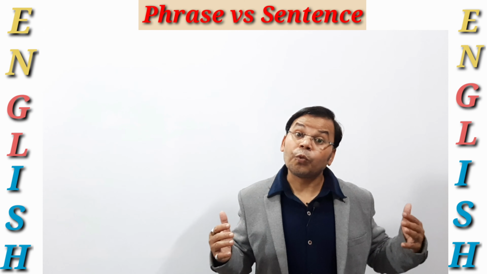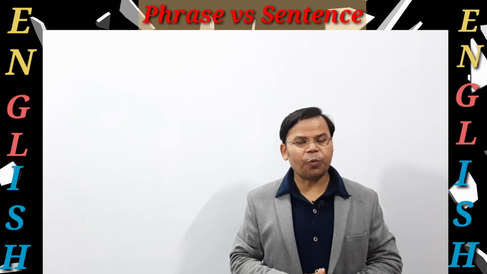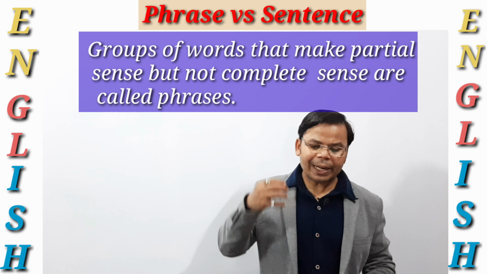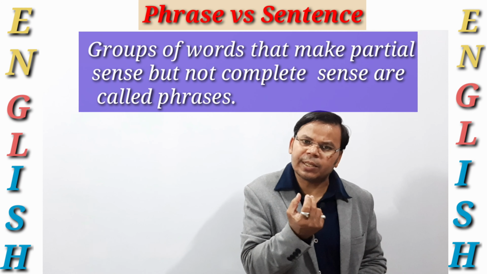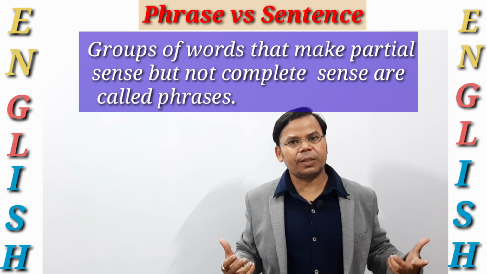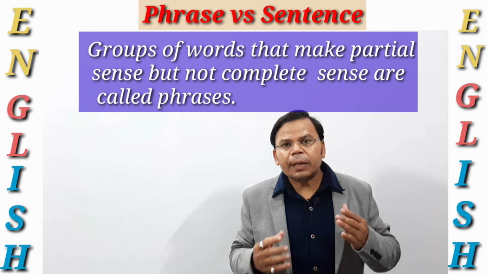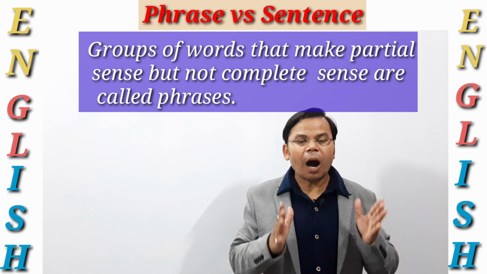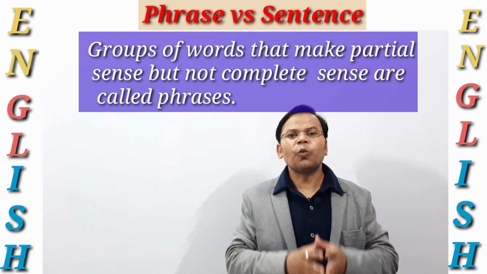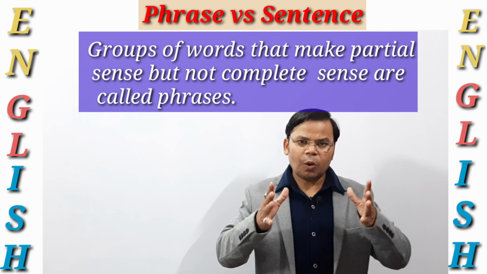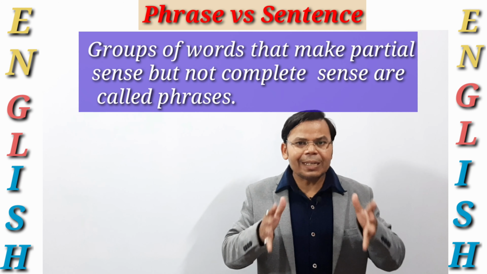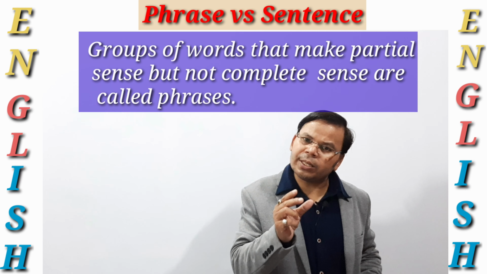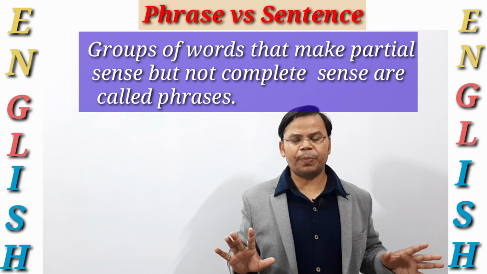These are phrases. Now we can define a phrase. What is a phrase? A group of words that make partial sense but not complete sense is called a phrase. So phrases are the groups of words that make partial sense but not complete sense.